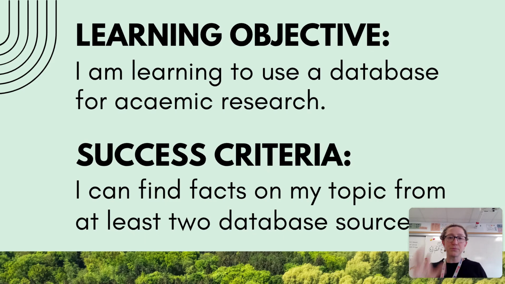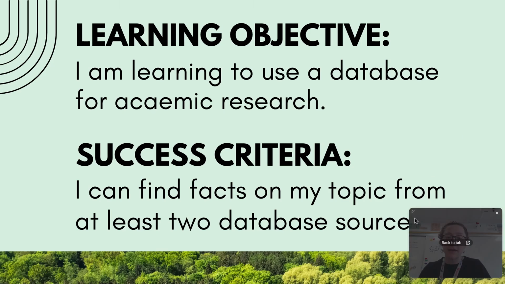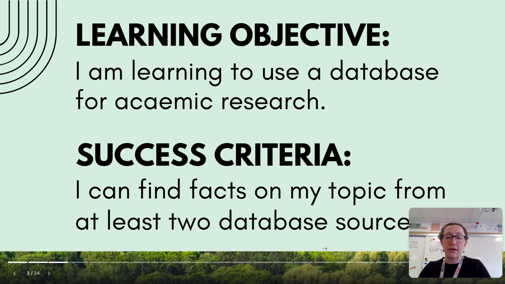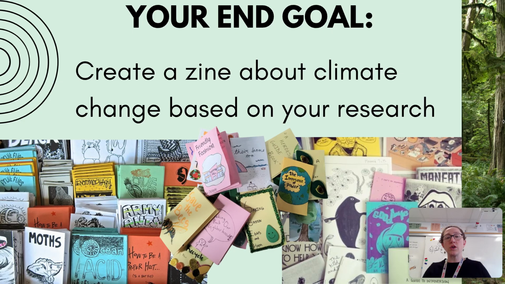Here we go. Our learning objective is: I'm learning to use a database for academic research. Success criteria: I can find facts on my topic from at least 2 database sources. All right, so here is your end goal. You want to create a zine about climate change based off of your research.